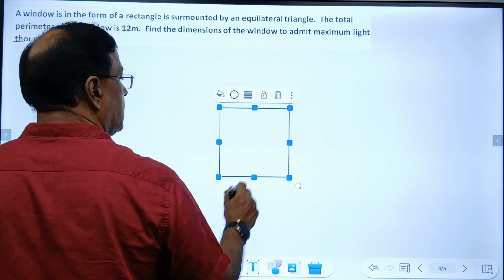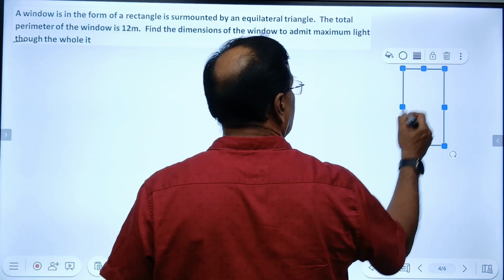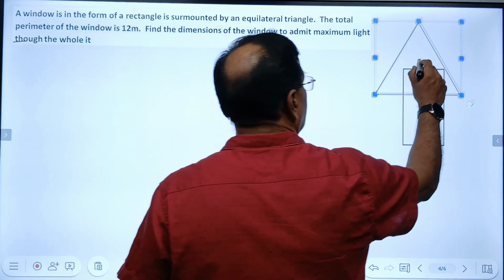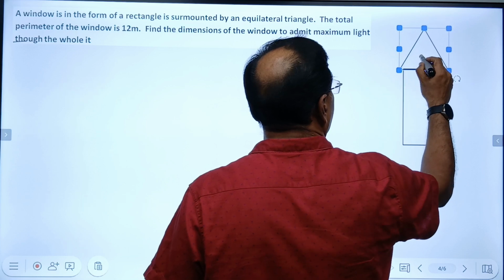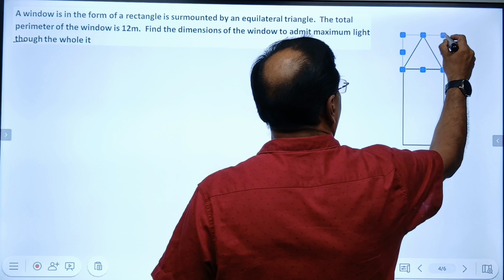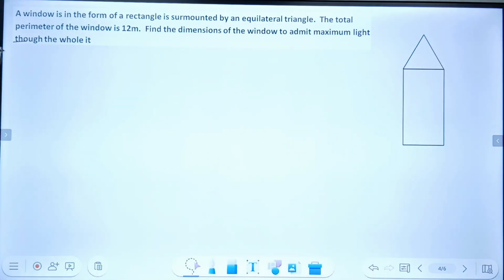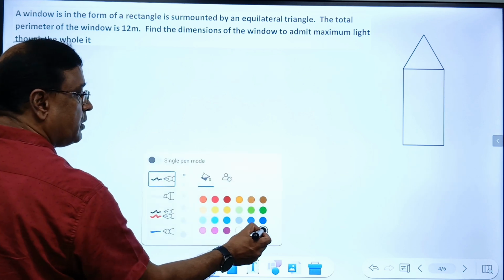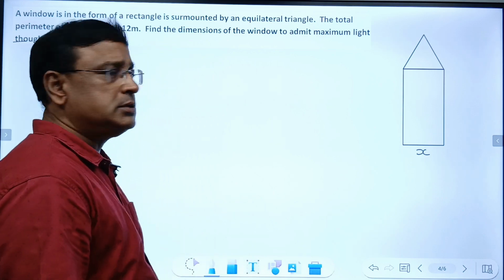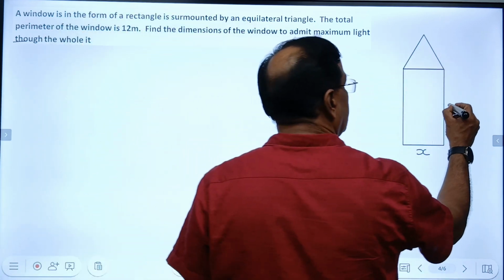So let me take a rectangle. And you have an equilateral triangle on top of it. This is an equilateral triangle. Correct? Now let me take the length. In the previous problem I took it as 2x. Here there is no need. I will take it as x. Why? Because I am not going to find radius and all. So it is x. And this is y.